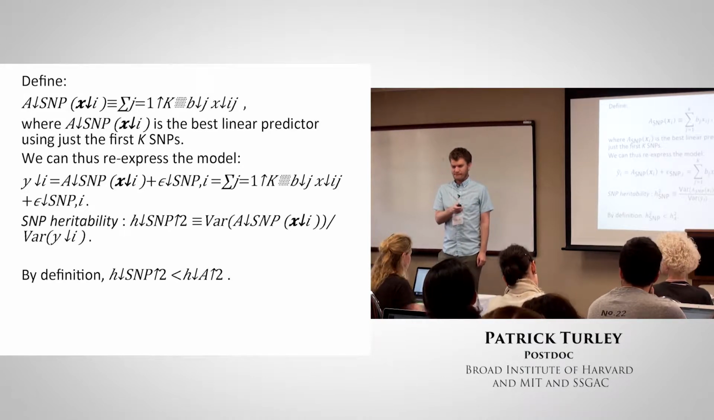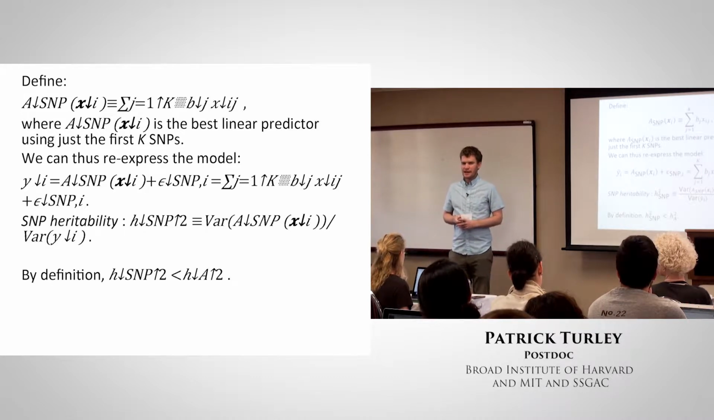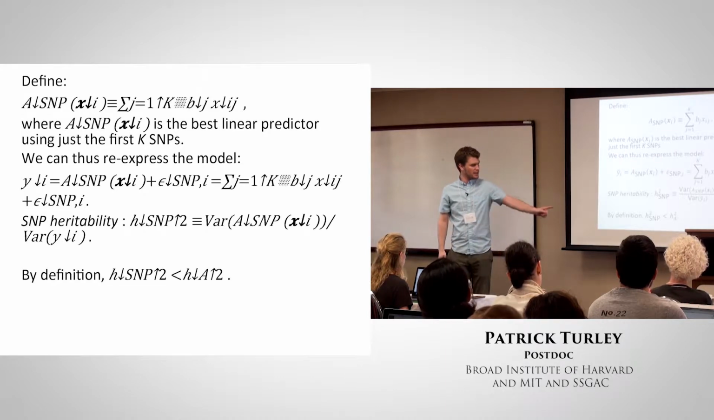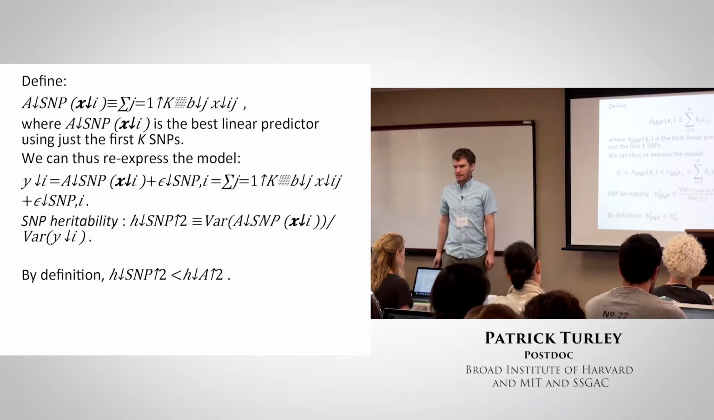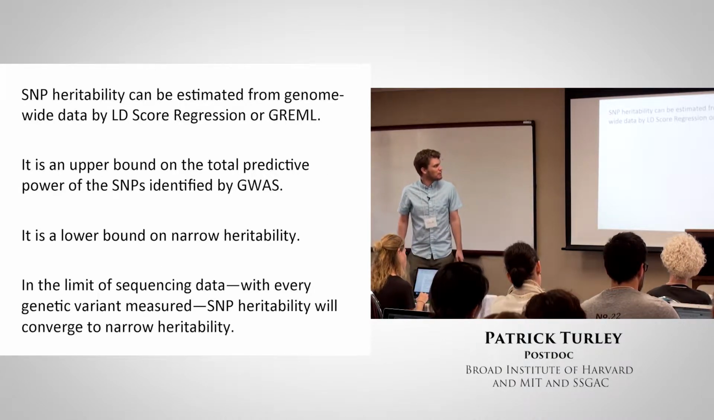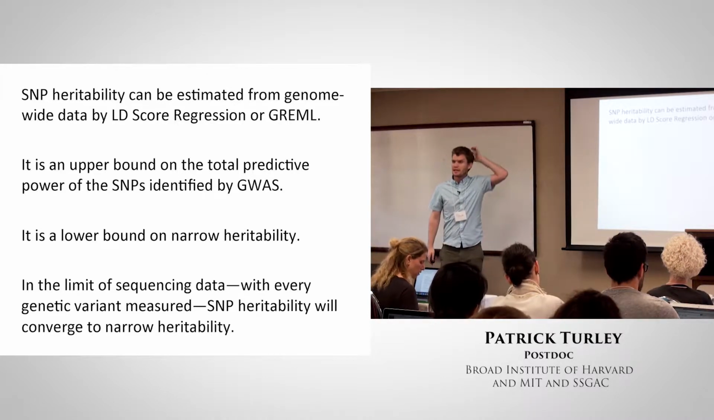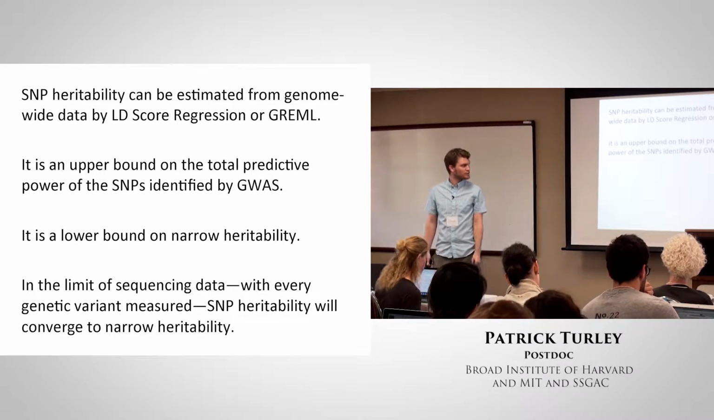Yeah. So it would only not be less if they were perfectly correlated with all the omitted SNPs. So if we could explain all of the variation of the omitted SNPs, then this would be equal. So I guess this should probably be less than or equal to technically, but in general, the SNP heritability is going to be less than the narrow sense heritability. There's lots of ways that we can estimate SNP heritability. We talked about one of them last week, LD score regression. We're going to talk about one of the others this afternoon, called GREML.